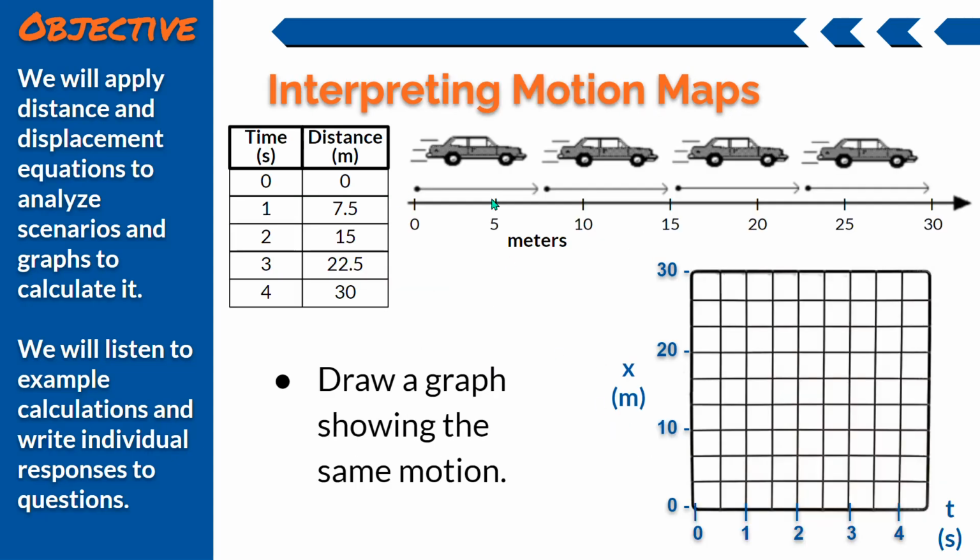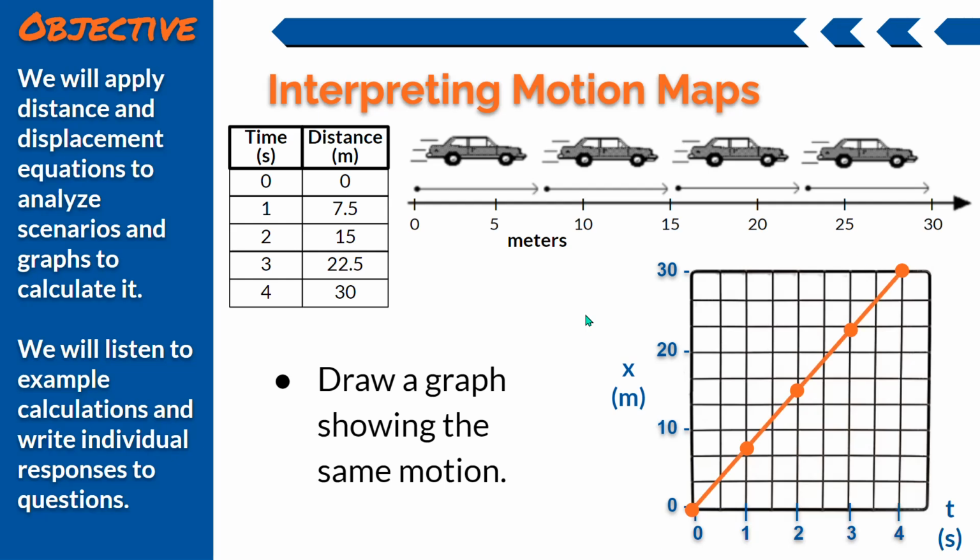All right, so this is back to our question that we had on our slide right after the warm-up. And it says, draw a graph showing the same motion. Well, I already know that this car is moving forward and that it's moving at a constant speed. So I know I'm going to have a straight line that is a positive slope. Okay, and I can plot those points because I already have a data table here. So my points, I have 0, 0. I have a point at 1 and 7.5, at 2 and 15, at 3 and 22.5, and at 4 and 30. And you'll notice they fall on a straight line.